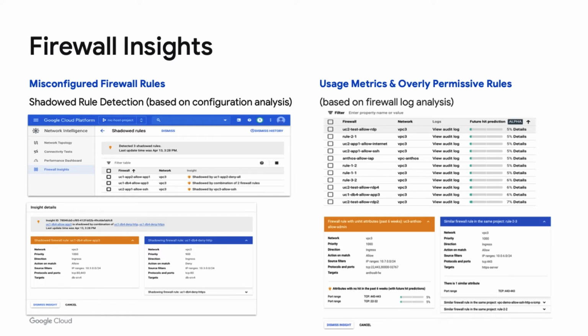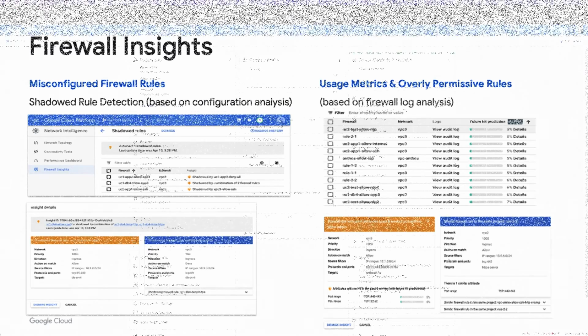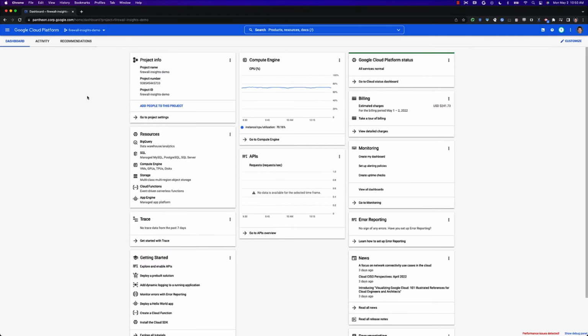A report can contain one or more insights, and those insights include shadowed firewall rules, allowed rules with no hit in the last 6 weeks, and denied rules with hits in the last 24 hours. Metrics reports track firewall utilization in order to help you analyze the usage of firewall rules in your VPC network. Those reports include firewall hit count and firewall last used metrics. Let's take a look at the console.